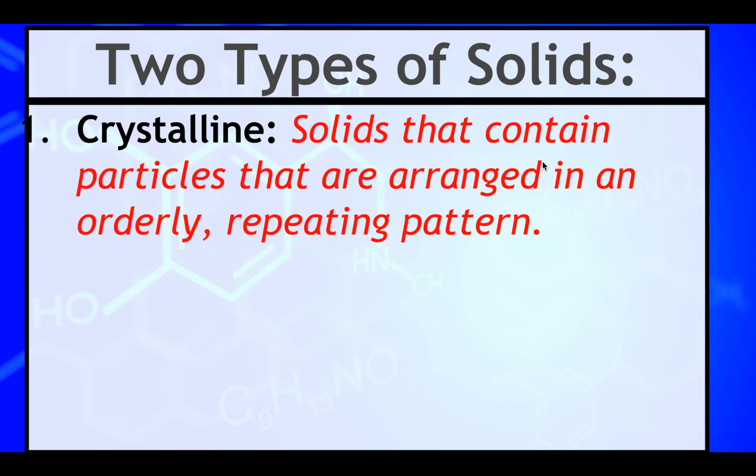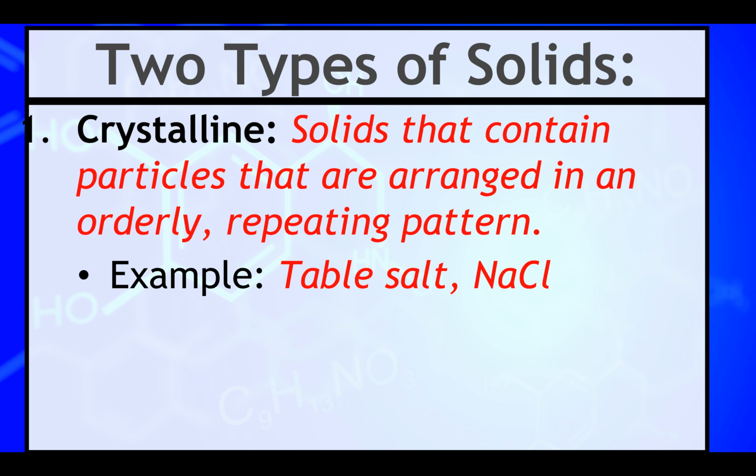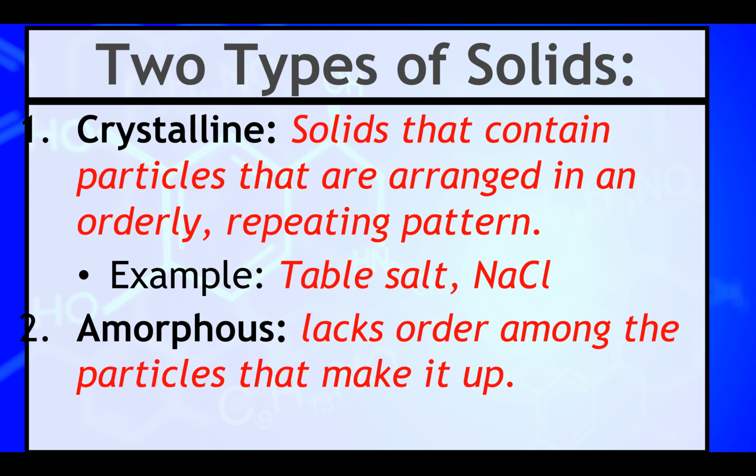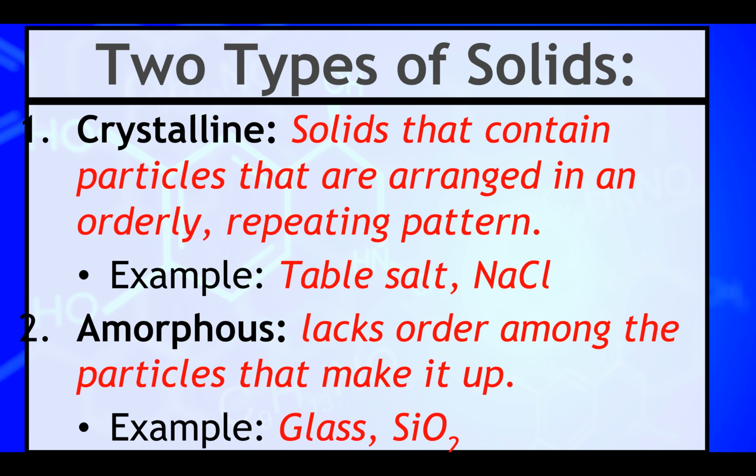There are two different types of solids: crystalline, which are solids that contain particles that are arranged in an orderly, repeating pattern. An example of this would be table salt, or NaCl, sodium chloride. You'll notice when you look at salt granules, it's going to be small little crystals of salt. The other type of solid is called amorphous, which means that it lacks order in the particles that make it up. An example of an amorphous solid would be glass. The chemical formula for glass is silicon dioxide.